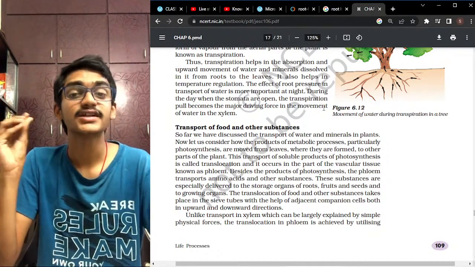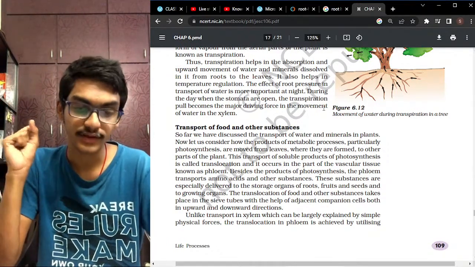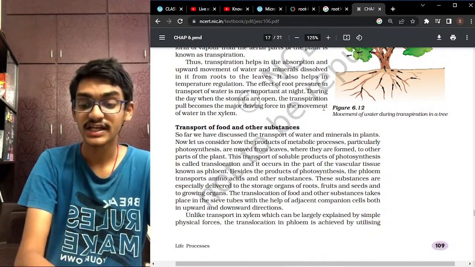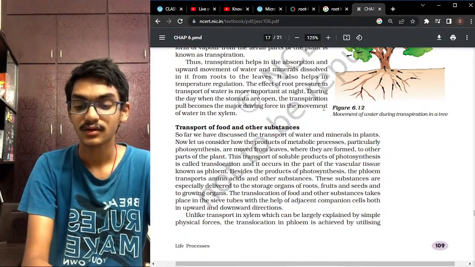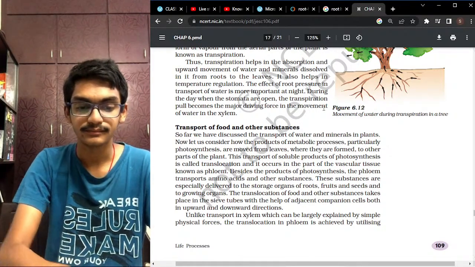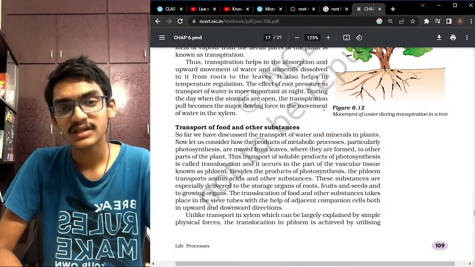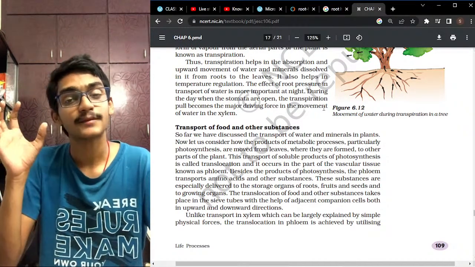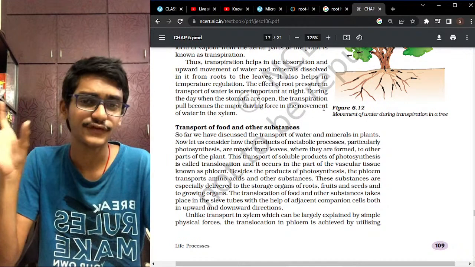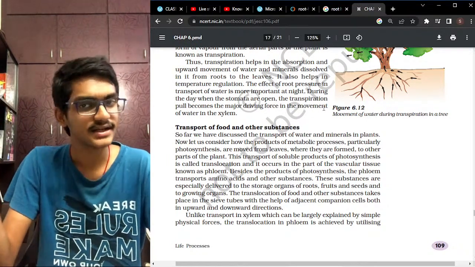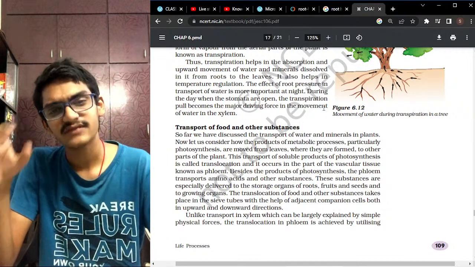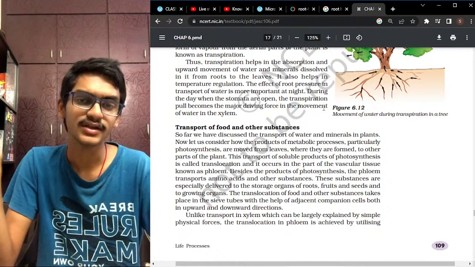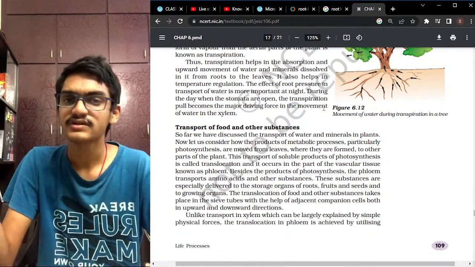This phloem is mainly responsible for the transportation of the food to different parts of the plant. Now let us see what is the main process involved in the transportation of the food particles to different parts of the plant. Where are the food particles prepared? By the process of photosynthesis, glucose is the food particle that is prepared. This glucose is also stored in the form of starch, as we have seen previously in the nutrition topic.